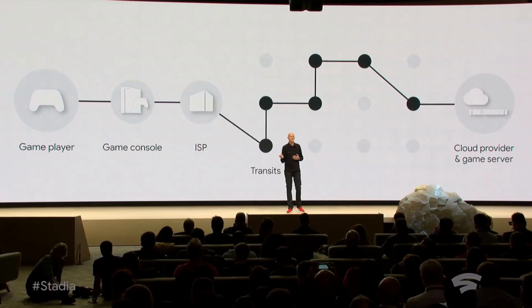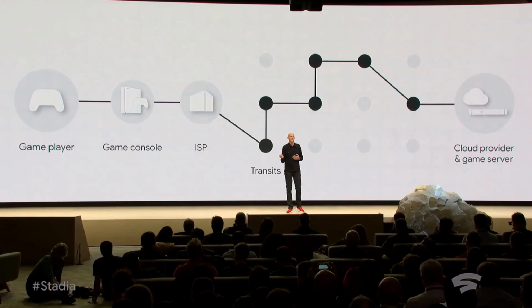You have a game player using a controller. That controller is connected up to a console either via a wire or Bluetooth or wireless, 2.4 gigahertz. Then that console is connected to the internet. That's the ISP here. And then over on the far right, you see cloud provider and game server. So not Stadia, but let's say Sony's Gaikai or OnLive or one of these other ones that are out there.